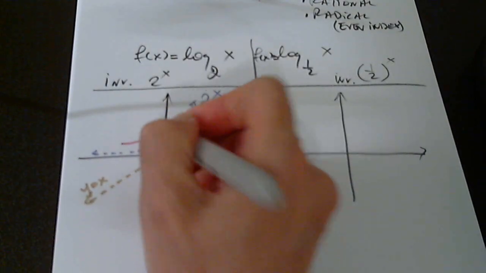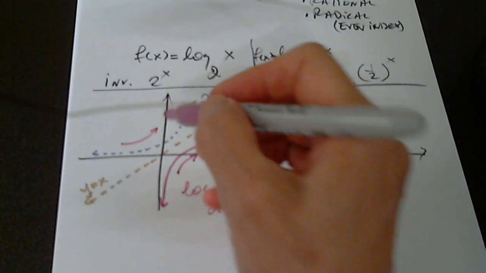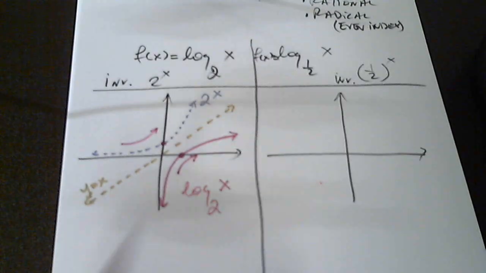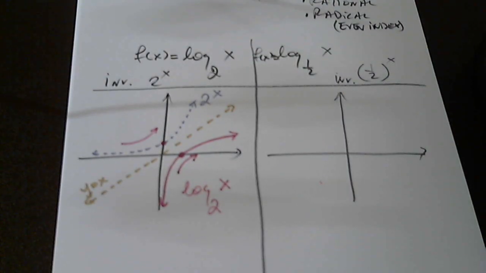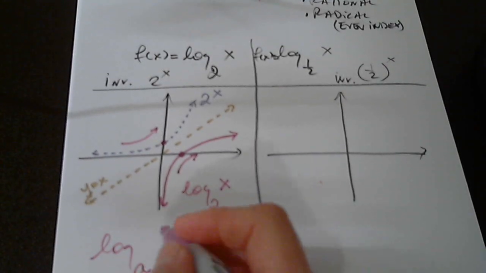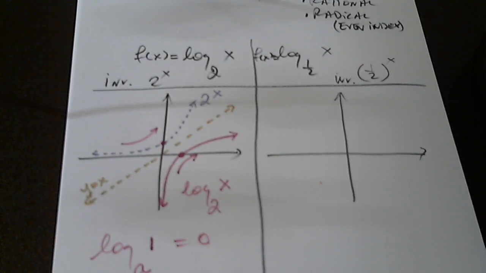As you see, this one is increasing, so is this one. This one has 0, 1. This one has 1, 0. So log in any base of 1 is 0. That's another property of the log.